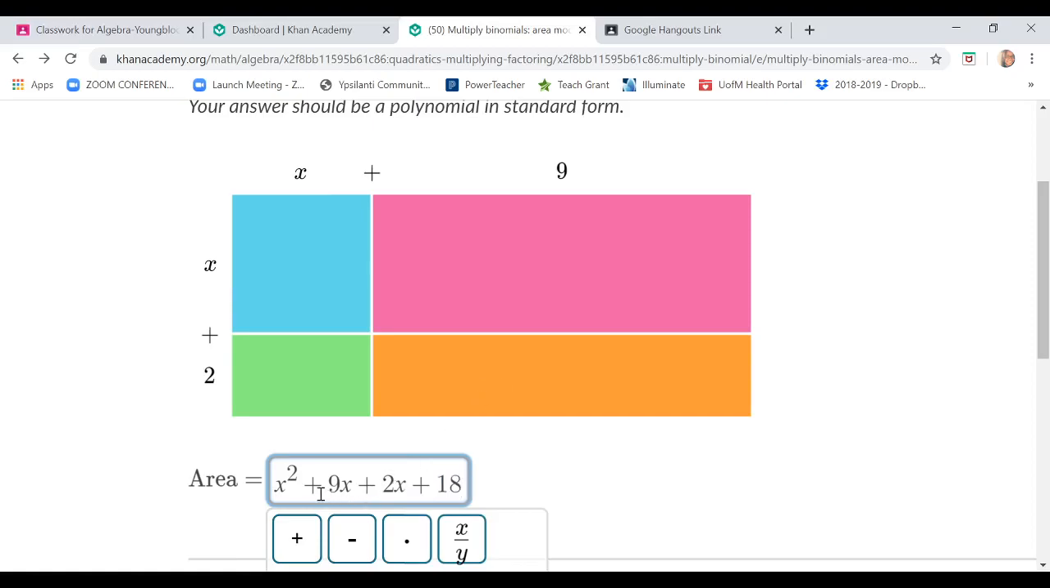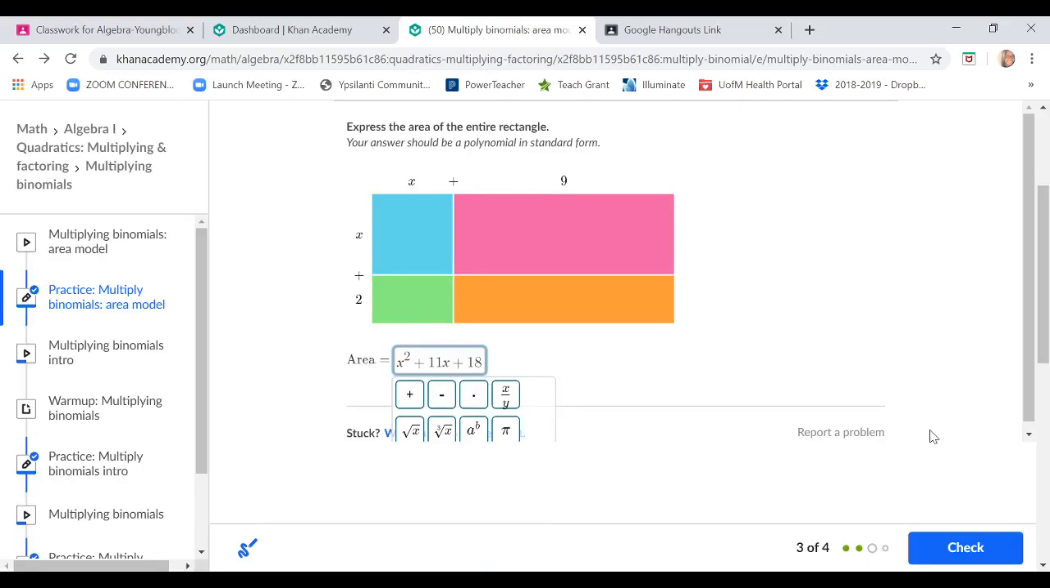Again, we have our like terms, 9x plus 2x. So when we combine those, we are going to get 11x. So our final answer for this third problem is x squared plus 11x plus 18.